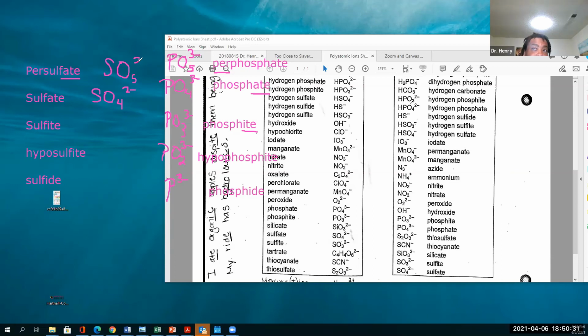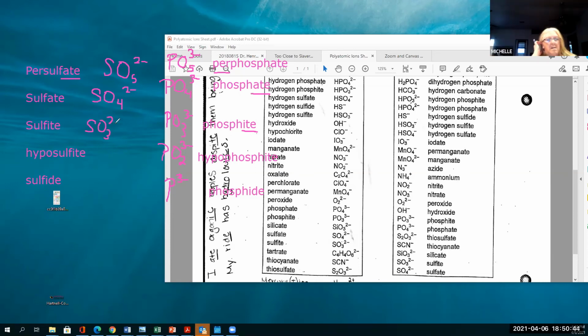What would be the charge? -2. -2. Okay, now what about sulfite? SO3. SO3, right? Three of them. SO3, -2. -2. And then hyposulfite.